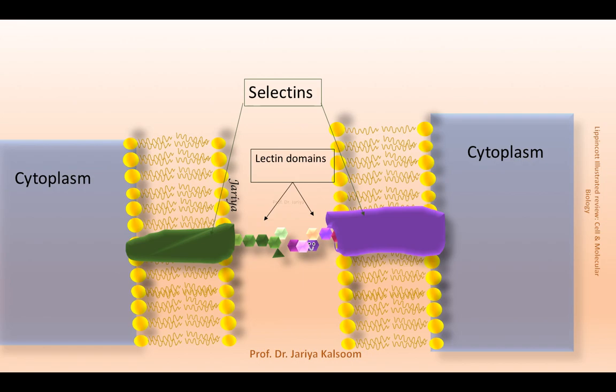So that's an example of selectins that contain a carbohydrate domain called lectin on the extracellular side. The lectin containing domain of selectin on one cell interacts with the lectin containing domain on another cell, and it is important in immune responses and cell migration towards the sites of inflammation.